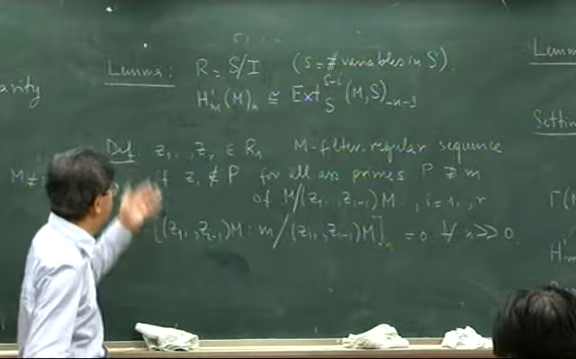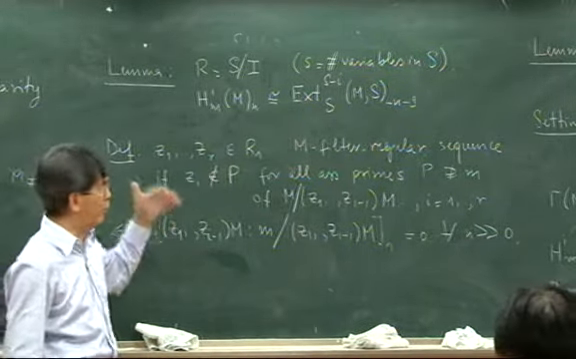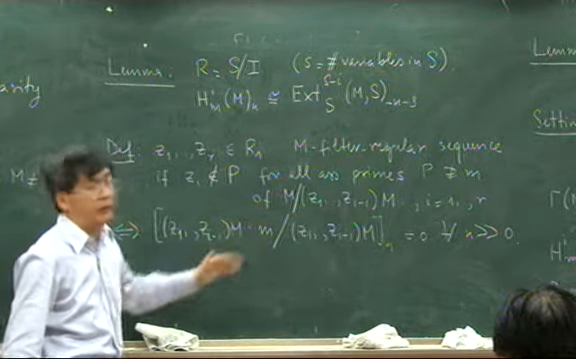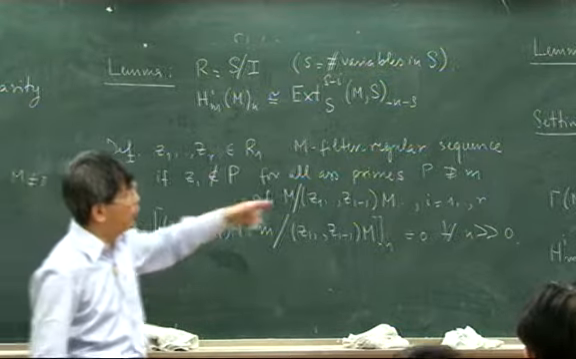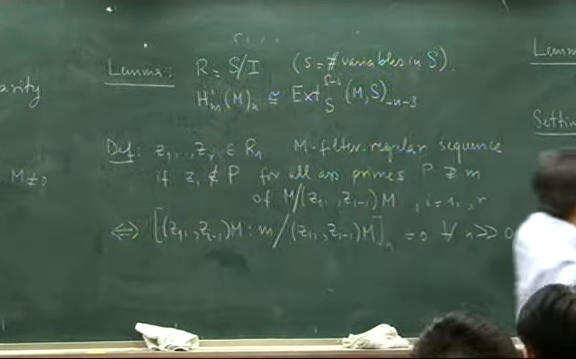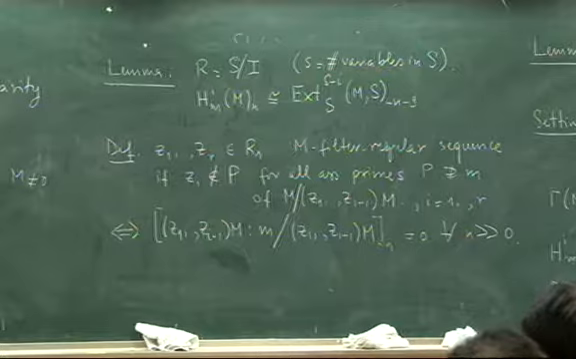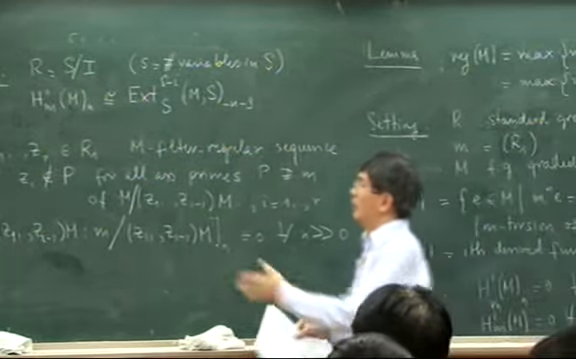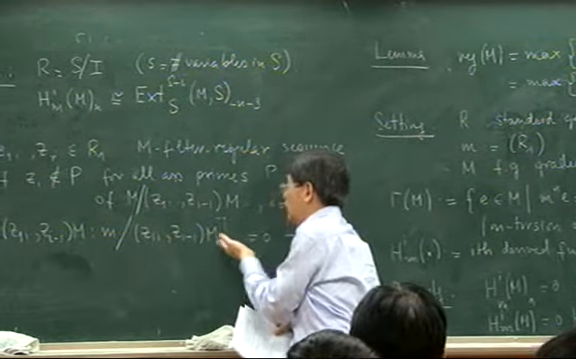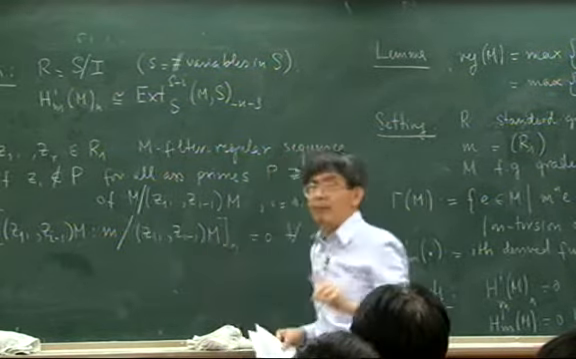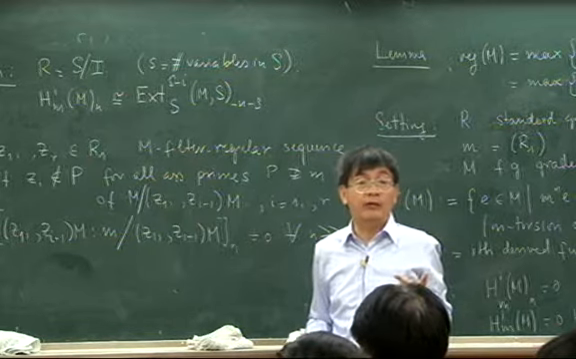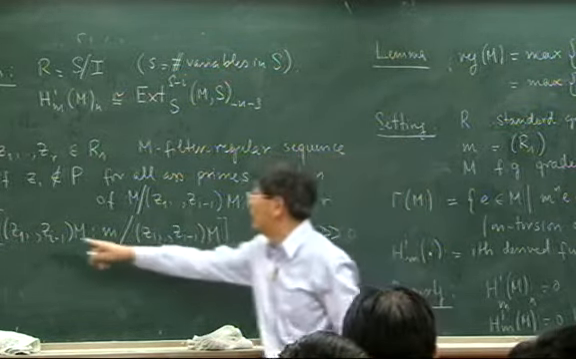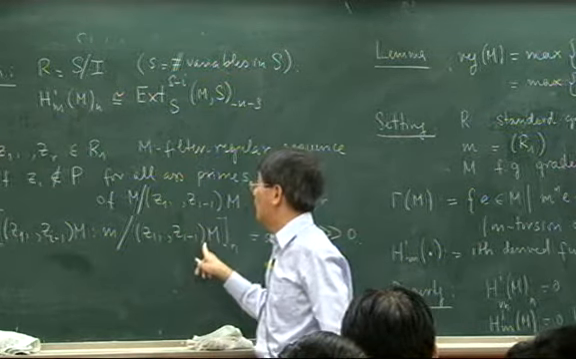So in the case where R is a polynomial ring over a field, this means that this module is of finite length. But now, because we consider the case where it's an algebra over a ring A, we just say that it vanishes in large degree. So this is equivalent. This relation shows that this sequence behaves similarly to a regular sequence in large degree. So this means that this colon ideal is equal to that one.